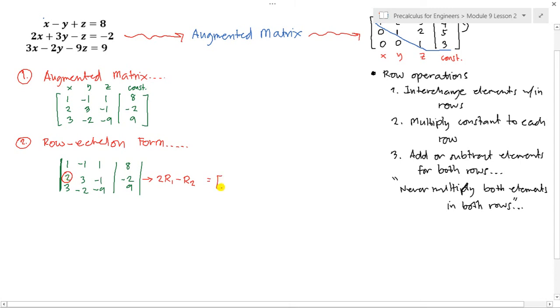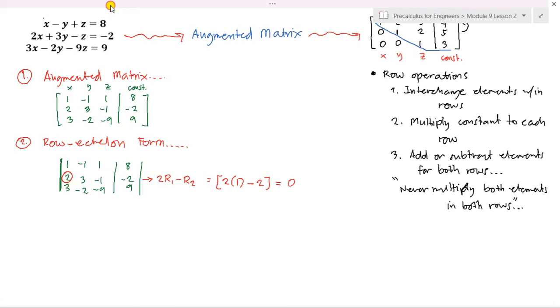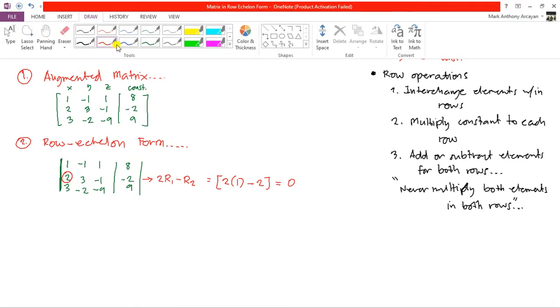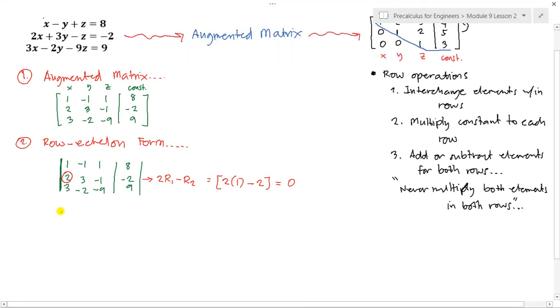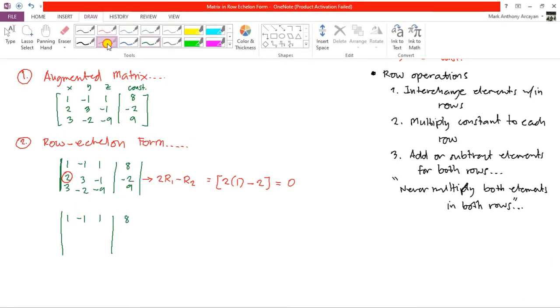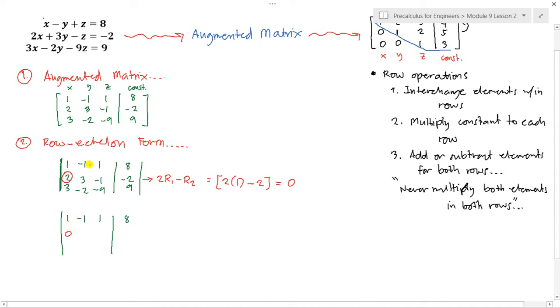Why? Okay, let us substitute. 2 times R1, that is 1, minus R2, that is 2. The answer is the new element in our row 2. So this becomes 2 minus 2, that is 0. So it is now 0. Therefore, if you do this for every element in the second row, row 1 stays the same, and row 2 performs those operations. The first entry becomes 0.